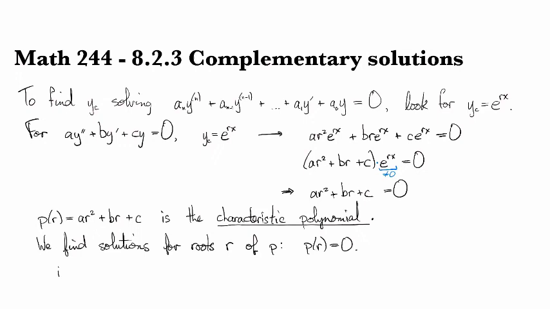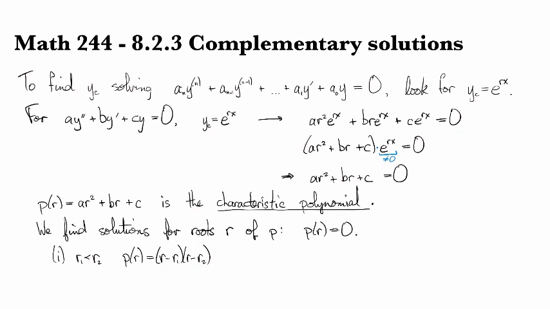So then there's going to be three cases. We can have it be the case that we find two distinct real roots. So this is the case when p of r factors into r minus r1, r minus r2. It can also be the case that we have r1 equals r2, so a repeated root. And so this is a polynomial that splits like this.